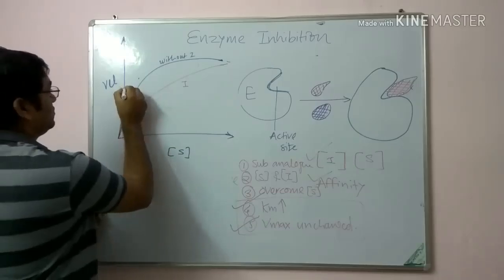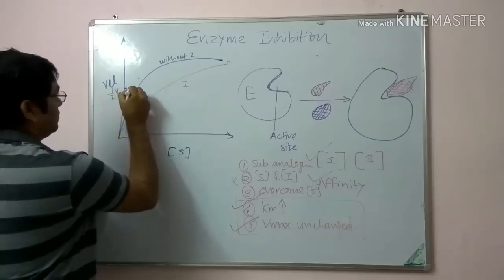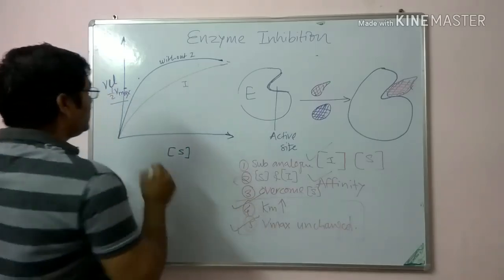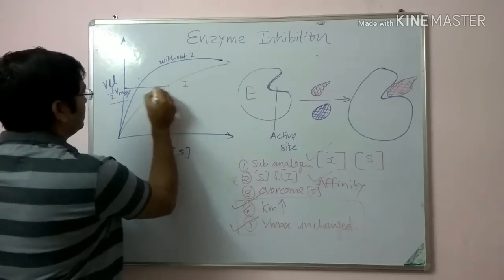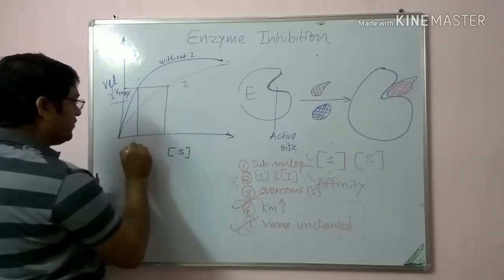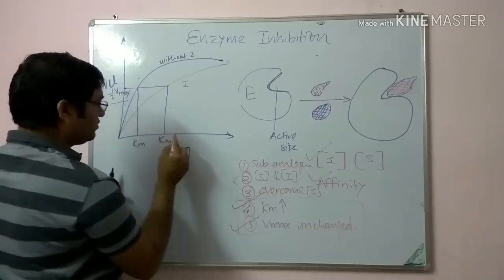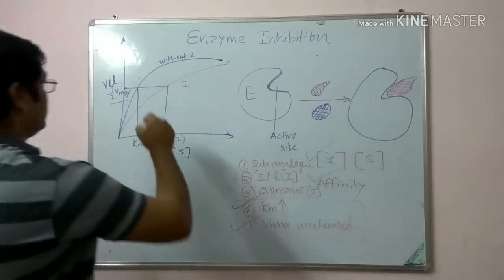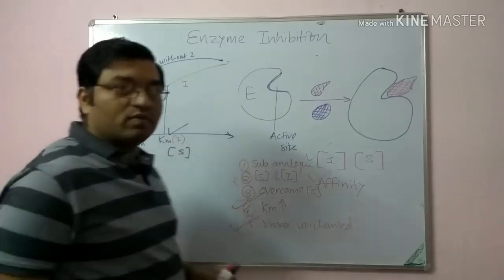This is the half of the Vmax. In competitive inhibition, this Vmax remains unchanged, and this is the Km value, and this is the Km value with inhibitor. Now look at this graph: Vmax remains unchanged and the Km value increases with the help of inhibitor.